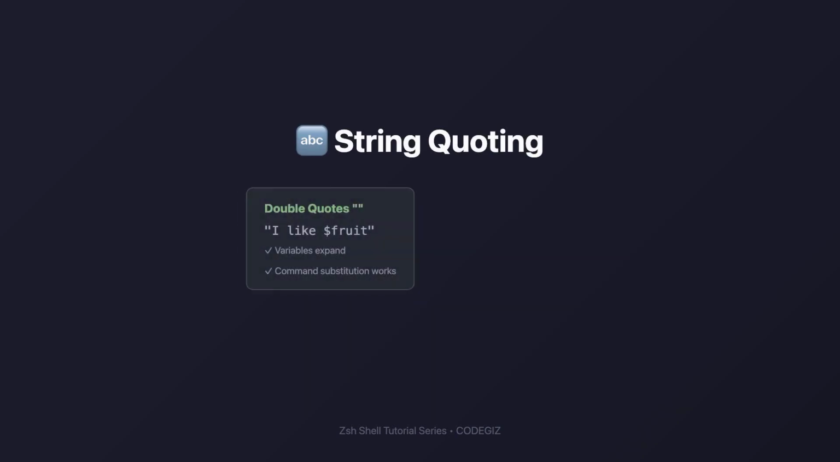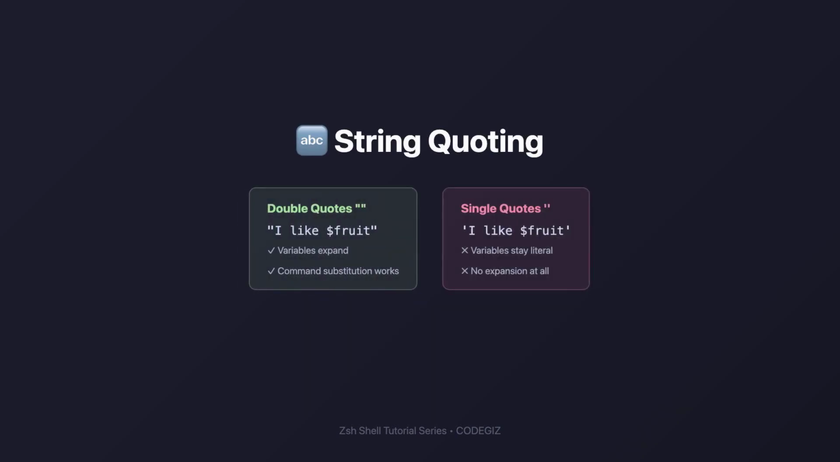String quoting is important in ZSH. Double quotes allow variable expansion. Single quotes treat everything literally. Use double quotes when you need variable values. Use single quotes for exact literal text.